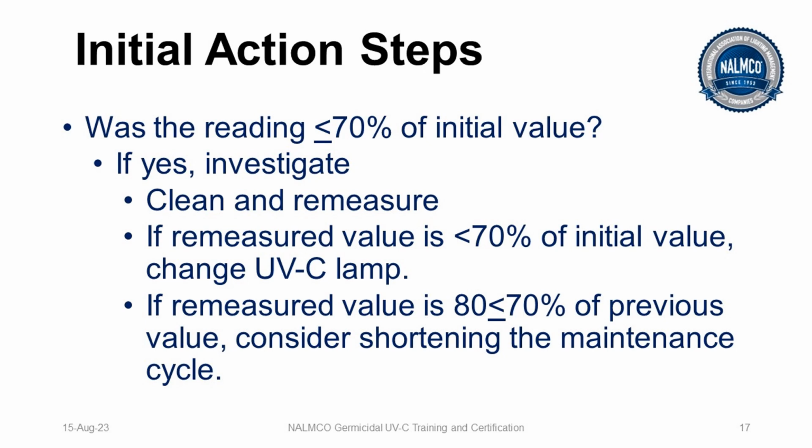So initial action steps: was the reading less than or equal to 70% of the initial value? If yes, investigate. Clean and remeasure. If the remeasured value is still less than 70% of the initial value, consider changing the UVC lamp. If the remeasured value is between 70 and 80% of the previous value, shortening the maintenance cycle might be necessary. And in this case, you saw all the bugs. The fixtures in this particular hospital just attracted all kinds of bugs.